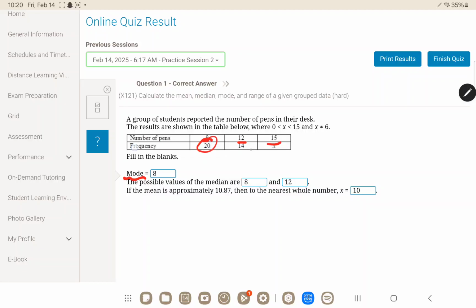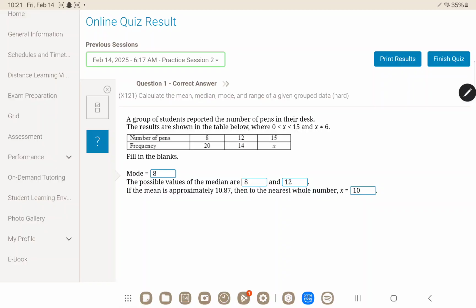Now we're gonna put 20 because that one's the biggest number. You're gonna say, oh, but we don't know x. X might be bigger than 20. But no, because here they told us x is less than 15. So if x is less than 15, that would still be less than 20. So it has to be 14 or below, which is still less than 20, making having 8 pens the most common between the students. So that's your mode.